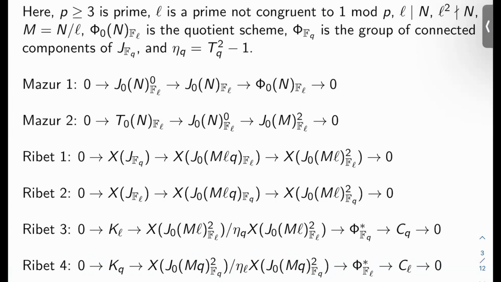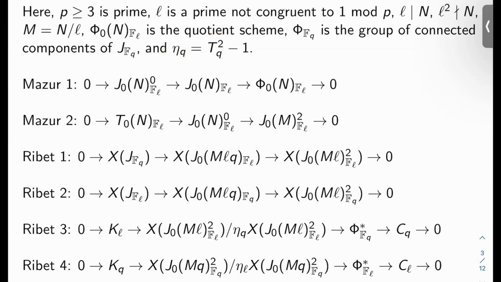Okay, let's also recall our 6 exact sequences from last video. So in the following, P is a prime at least 3. L is a prime not congruent to 1 mod P, which divides N, whose square doesn't divide N. M is N over L. J0n is the Jacobian of X0n. Phi0n FL is the quotient scheme here. So it's just the quotient of this mod at the connected component of its identity. Phi FQ is the group of connected components of JFQ, where JFQ is the mod Q reduction of the Jacobian attached to the Shimura curve from last time. And eta Q is TQ squared minus 1.